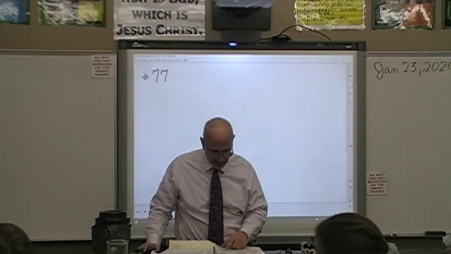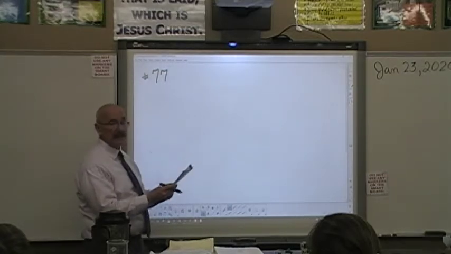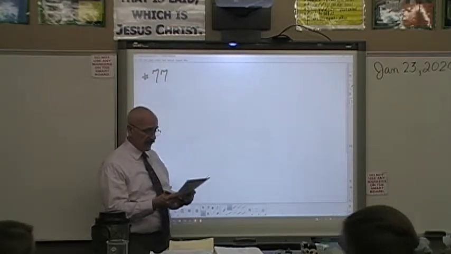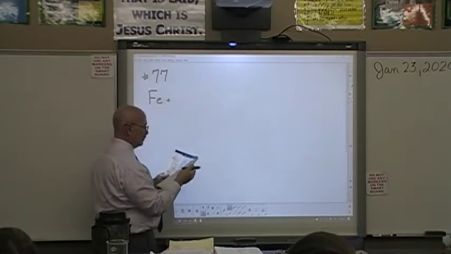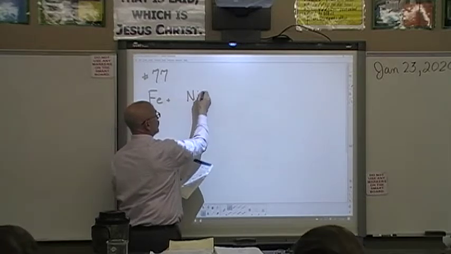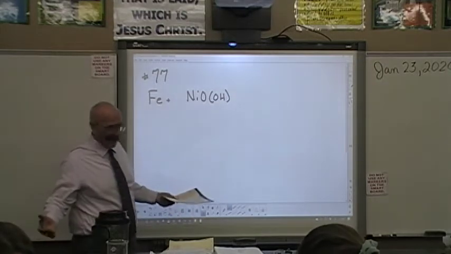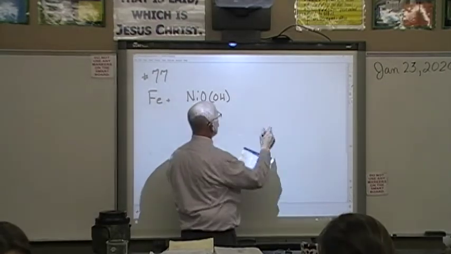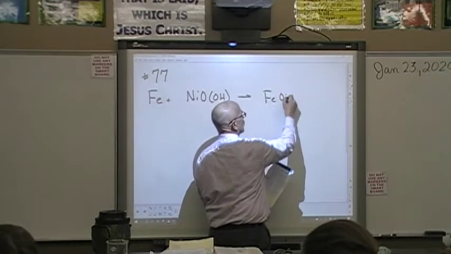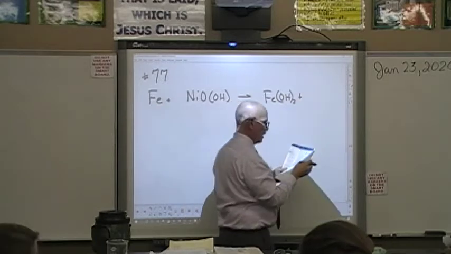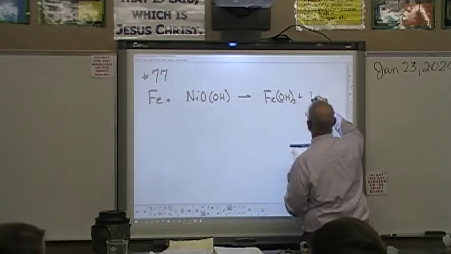So you'll notice when we write these problems out, number 77 says, in 1901, Thomas Edison invented the nickel-iron battery. The following reaction takes place. And it's pretty interesting. Iron reacts with nickel something or other. Please don't ask me what this is. I have no idea. Nickel oxide hydroxide. I don't know, it's really weird. And it forms these 2 products. Iron 2 hydroxide. And the second product is nickel 2 hydroxide.